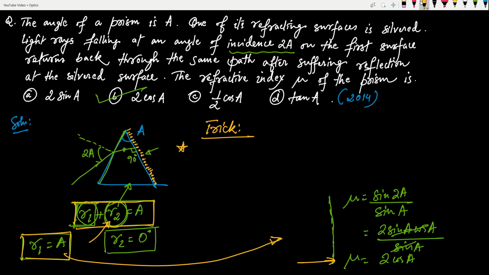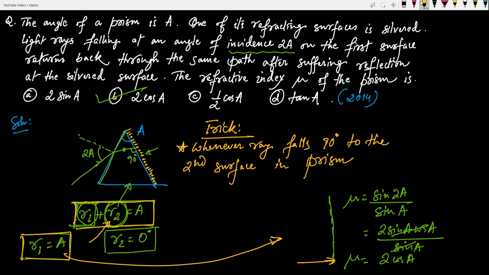So I'll put a star here and write down that whenever a ray falls at 90 degrees to the second surface in a prism, then R1 is always equal to A. Whenever the ray is incident normally on the second surface, we can say R2 is equal to 0 because it is normal to the second surface. Then always remember, without thinking, R1 is always equal to A. Just remember this technique.